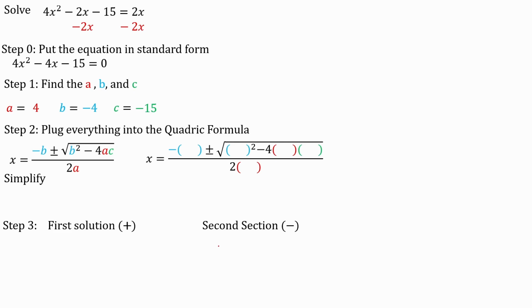We plug it into the quadratic equation, or the quadratic formula. x is equal to negative 4, because there's already a negative in front. When you make the substitution, it's still negative 4, because b is negative 4. Plus and minus the square root of negative 4 squared minus 4 times 4 times negative 15, divided by 2 times 4. Notice that we have to use a calculator to simplify this.